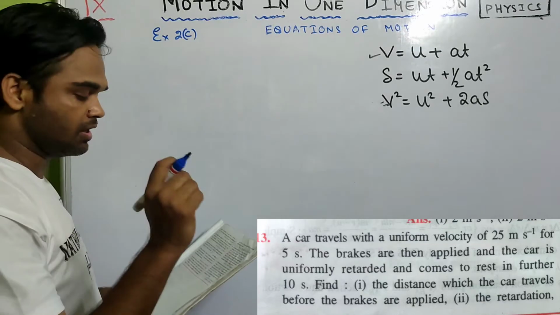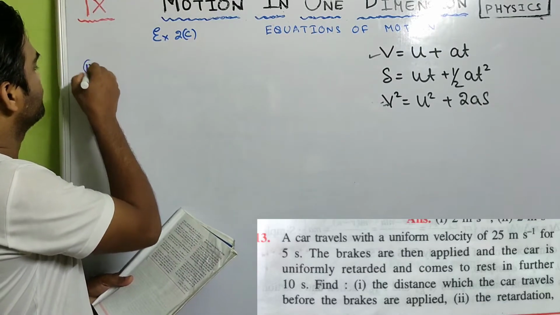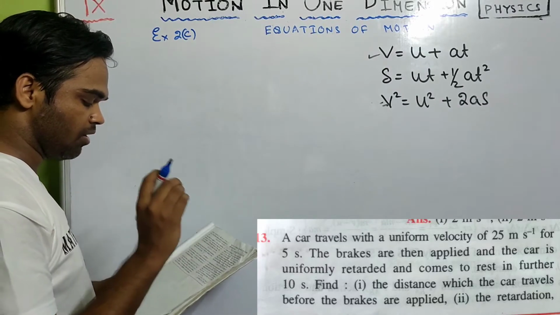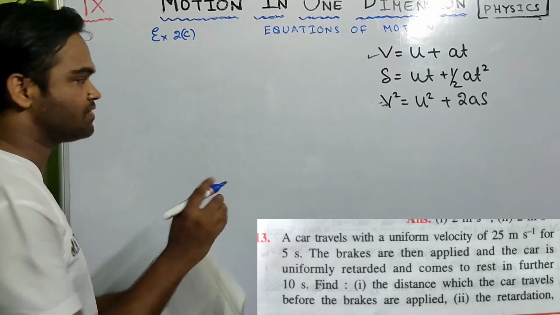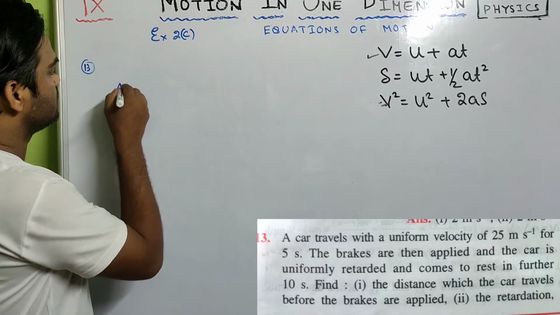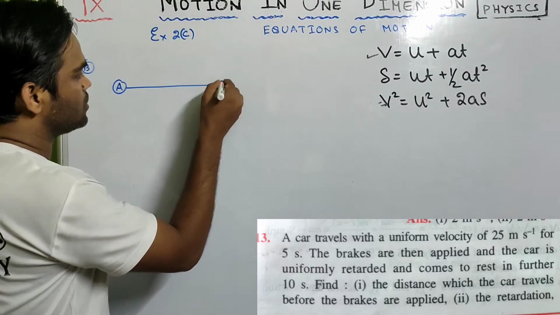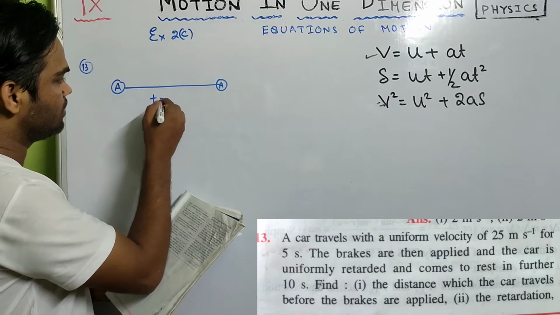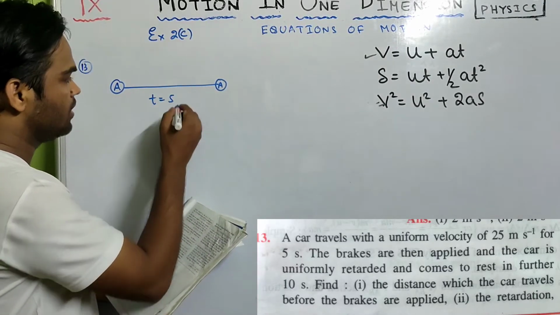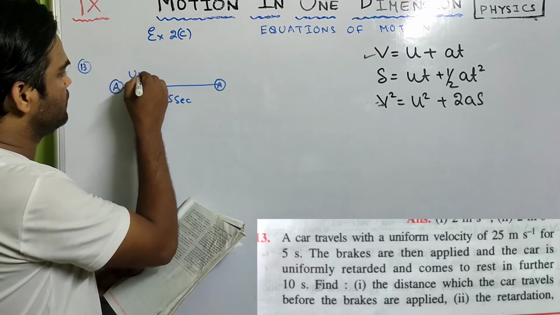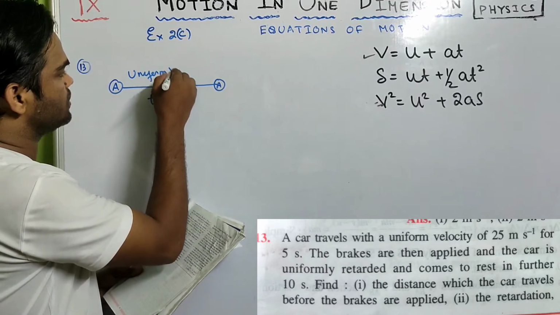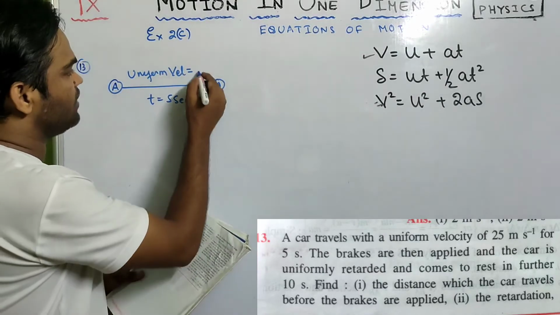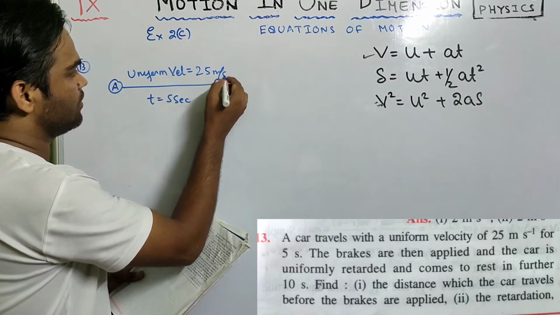Now look at number 30. Very interesting. A car travels with a uniform velocity of 25 meter per second for 5 seconds, which means the car travels for 5 seconds with a uniform velocity. Uniform, the velocity does not change. Uniform velocity of 25 meter per second they have given.